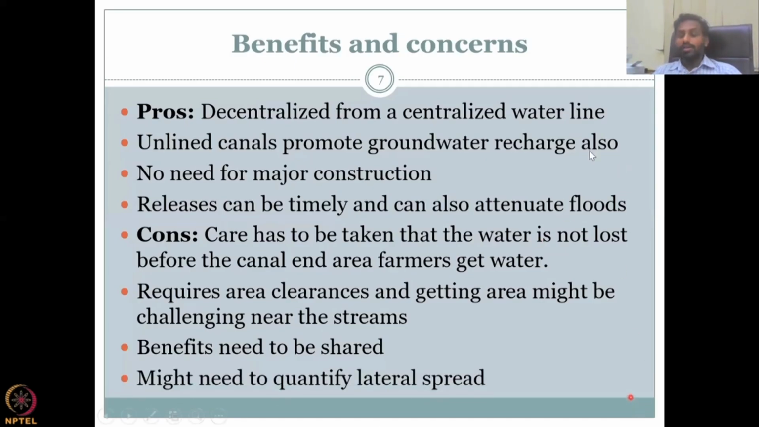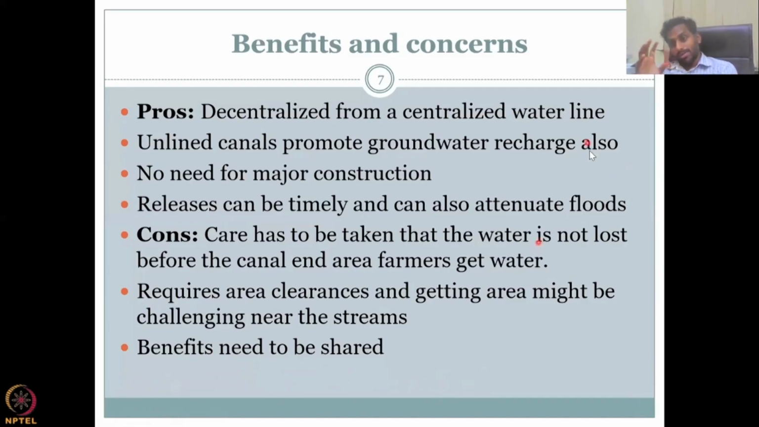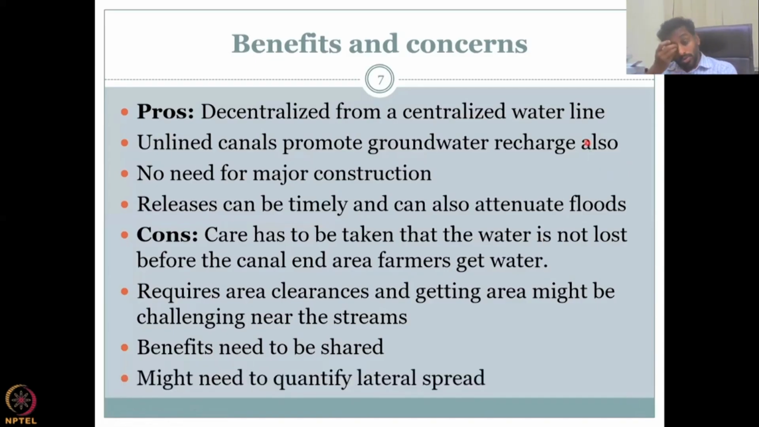Might need to quantify lateral spread. So numbers are very important, because you're going to talk to these farmers. It is important to say how much water you're going to take, how much is released into the groundwater, how much you're putting it back into the canals. So you need to quantify these lateral spread areas.